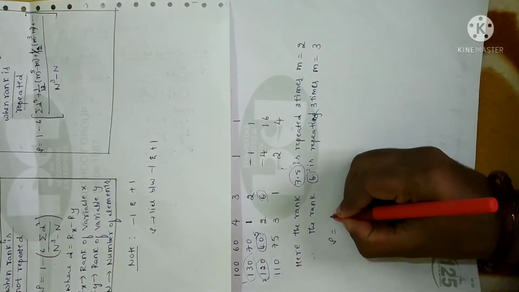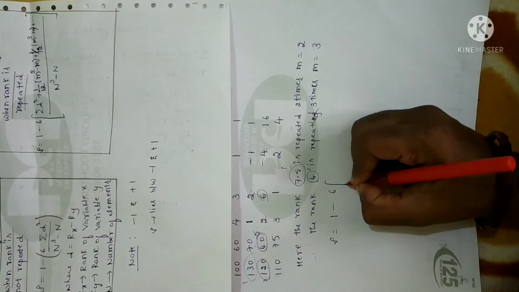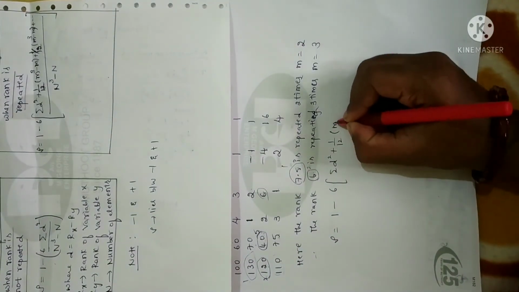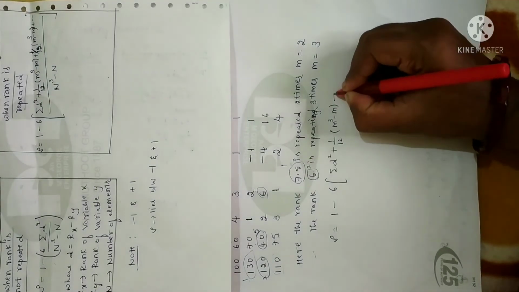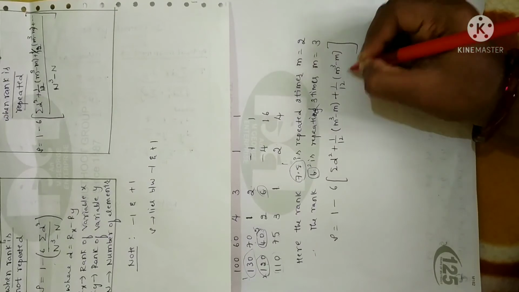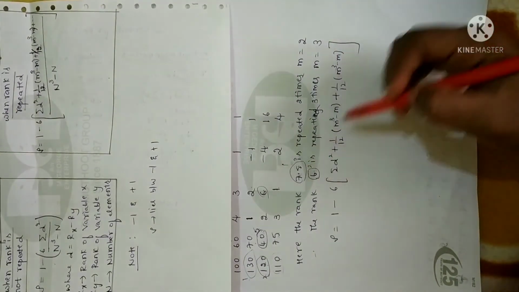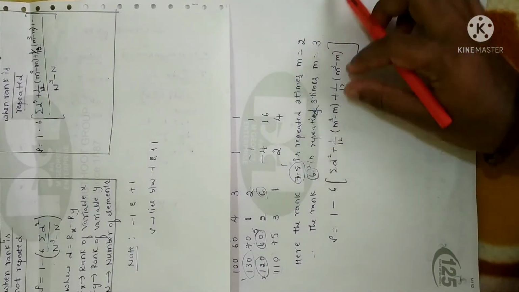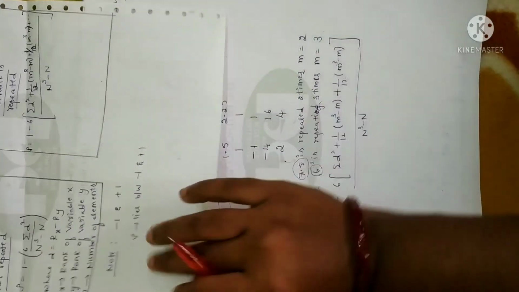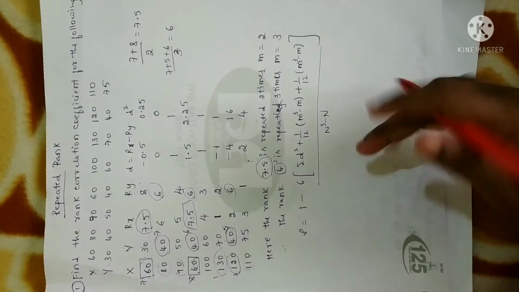So the formula can be written as rho is equal to 1 minus 6 into sigma d square plus 1 by 12 into m cube minus m plus 1 by 12 into m cube minus m. That's all. No need to write further terms. Why? Because we have only 2 ranks repeated, so only 2 terms are chosen. Fine. Divided by n cube minus n. So this is what the formula is. Clear? Now let me substitute.